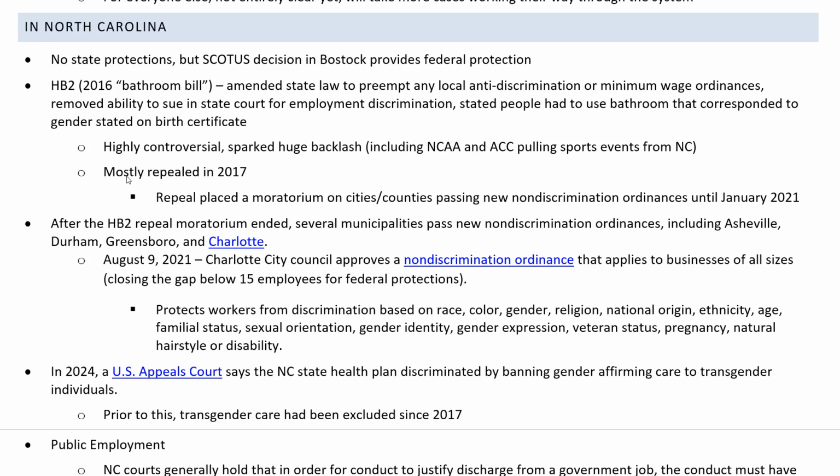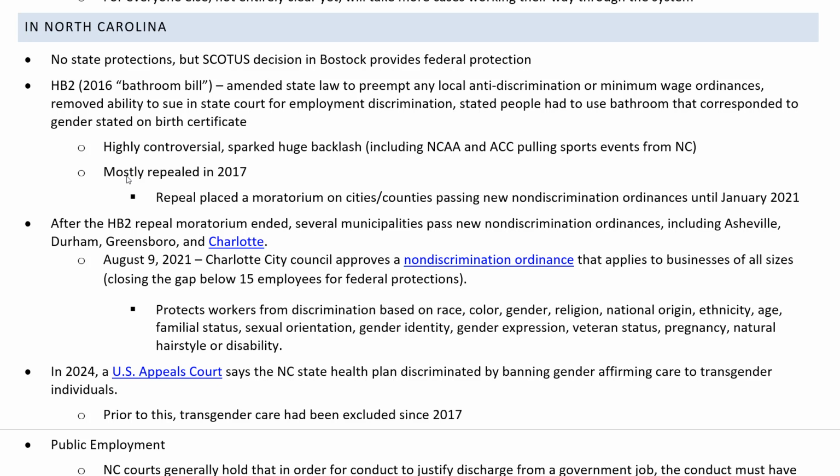Those are decisions that you have to make personally. My approach in the class is not to indoctrinate you, but just to give you the state of how the laws are working right now, and we dig into some history about the evolution of that law over time. Now, this HB2 was highly controversial at the time. It sparked a huge backlash, including the NCAA and the ACC pulling sporting events out of the state of North Carolina. It's caused a lot of loss of revenue.